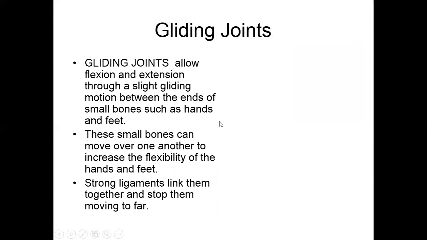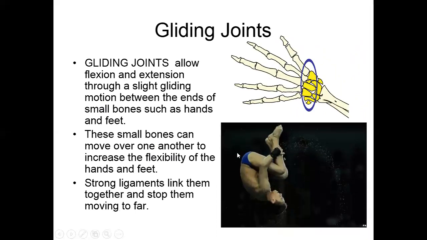Now the next one is the gliding joint. The gliding joints allow flexion and extension through a slight gliding motion between the ends of the small bones, such as in the hands and feet. These small bones can move over one another to increase the flexibility of the hands and the feet. And also it has strong ligaments that link them together and stop them from moving too far away from one another.